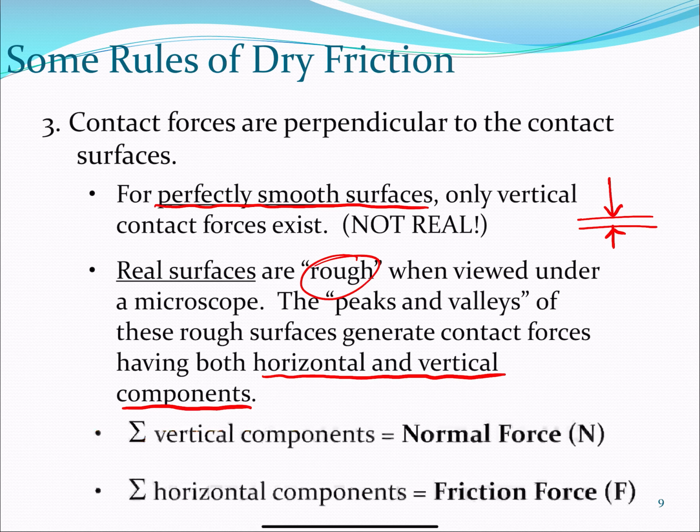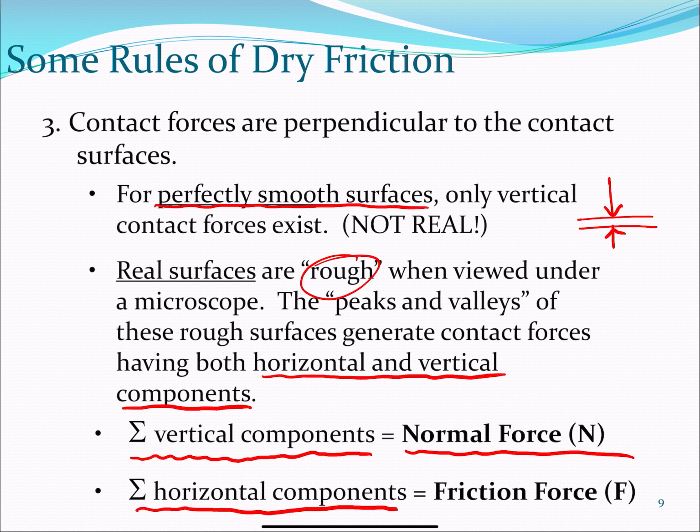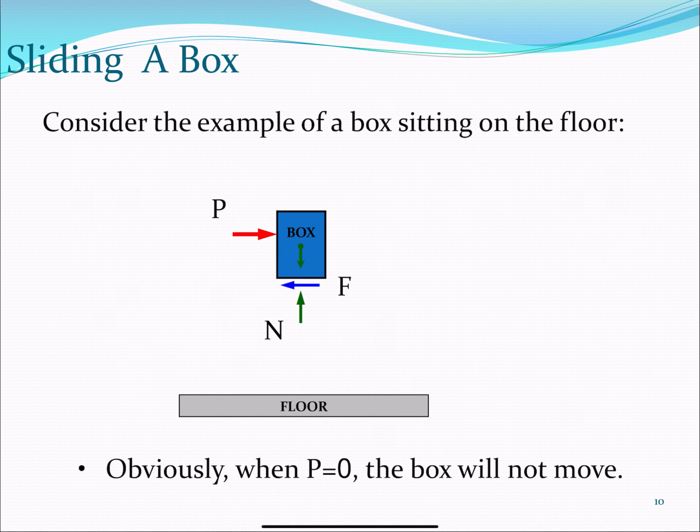Now, the beautiful thing about that is that if you add all those vertical components, plus the weight, you will get the normal force. And if you add all those horizontal components, including the applied load, you will get the friction force that you are looking for. Obviously, we won't go and measure all these forces at all these points. That's why we have theories about that. How does this friction problem look using free body diagrams?